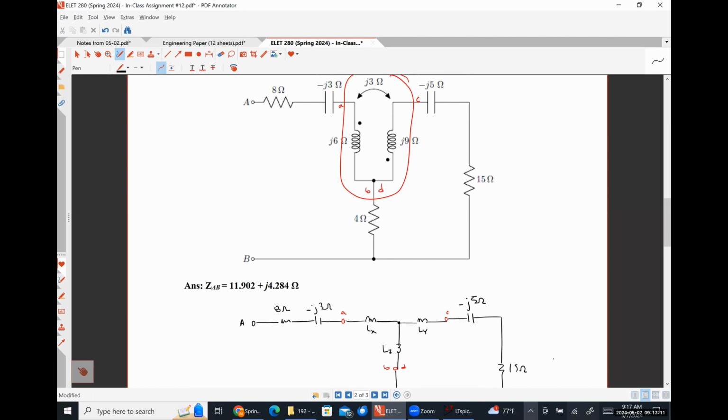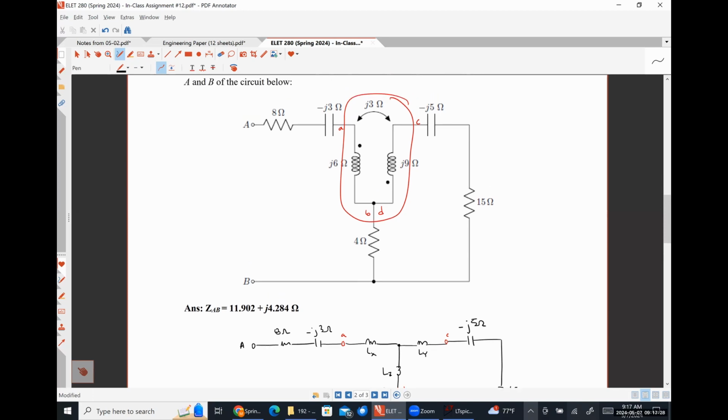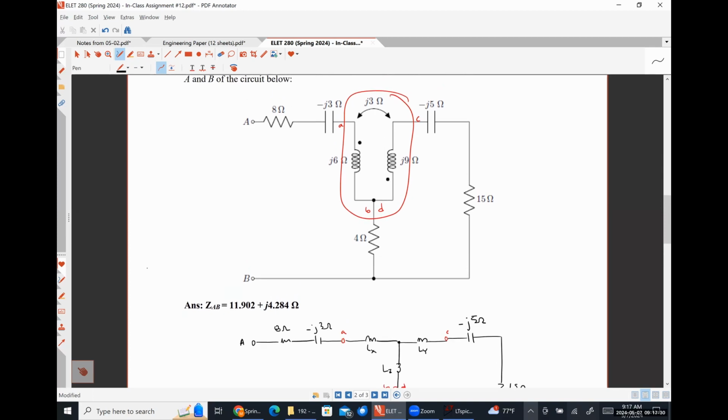Nowhere is any current defined, so we are not going to worry about that part. Since the dots are on opposite sides, all I do is apply the equations that I gave you, except everywhere that you see m, replace it with negative m. So what should Lx be? L1 plus m. So what's L1? J6. What's m? Add those together. J9.